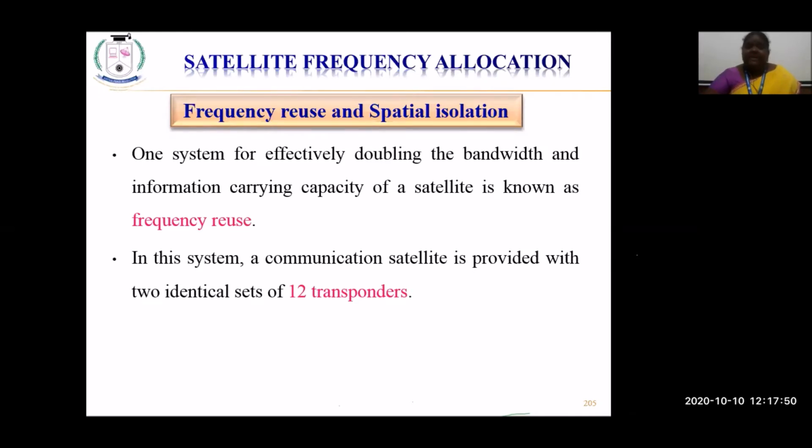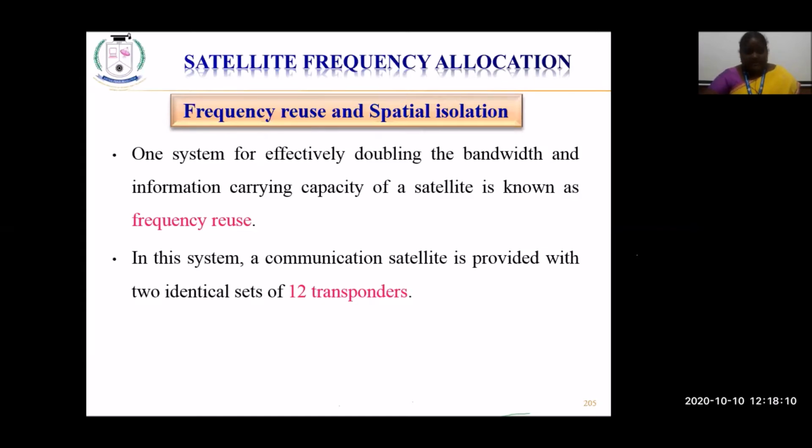In this system, a communication satellite is provided with two identical sets of 12 transponders. Only 12 transponders will be there in each set, but we will be able to accommodate 24 channels. Is it clear? Two identical sets where we will be using the same frequencies, but different antennas will be there.